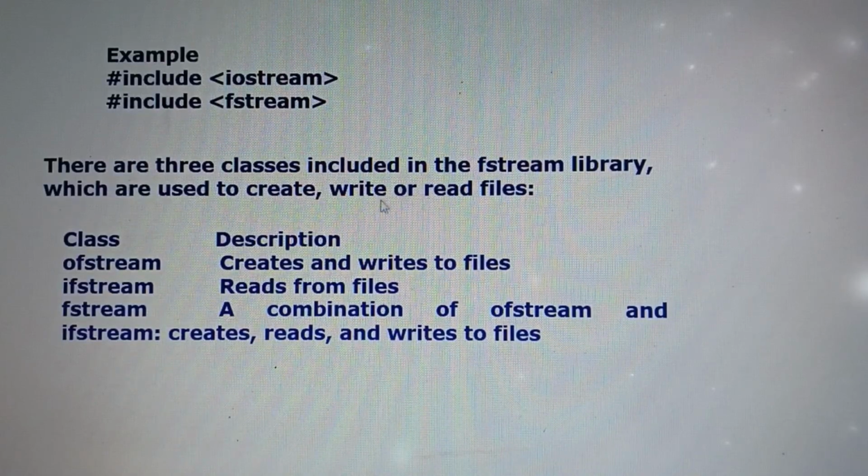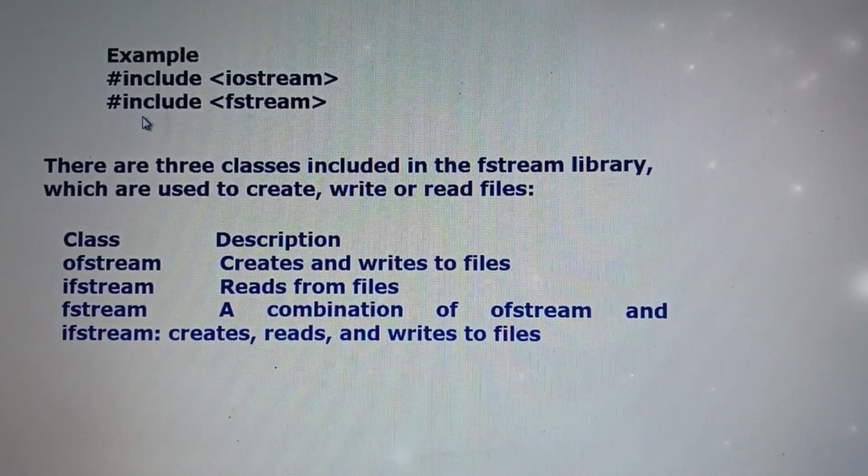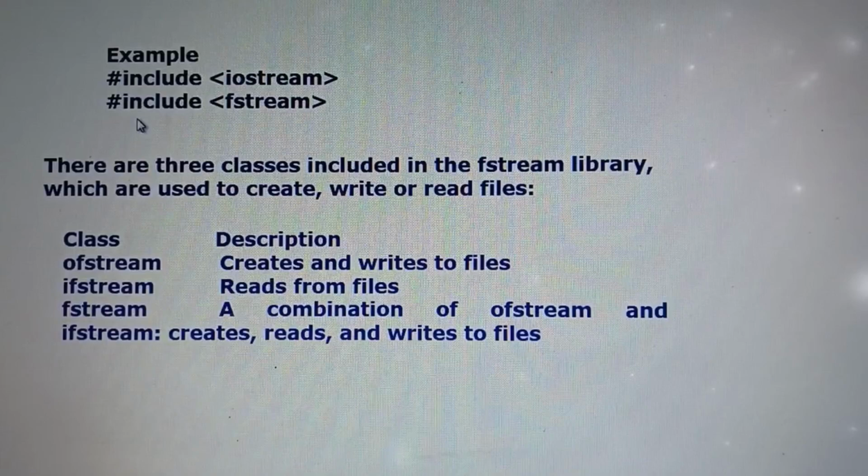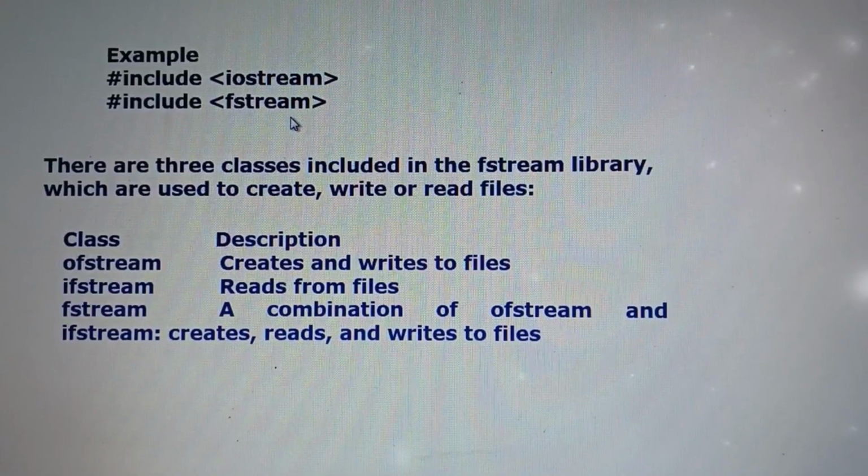These are the three classes included in the fstream library: output file stream, input file stream, and fstream. fstream is a combination of output file stream and input file stream. We can create a file, read a file and write to files. Output file stream creates and writes to a file. Input file stream reads from files. With fstream we can do both. Then we have to add the header file like this, because all the classes required for files are declared in the fstream header file.